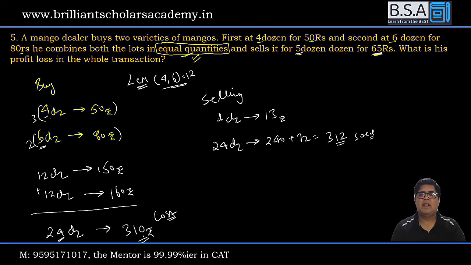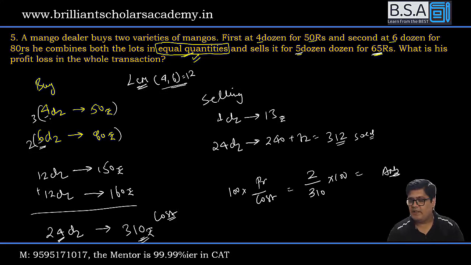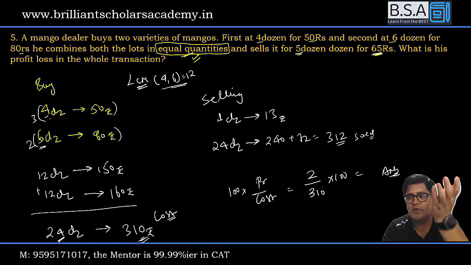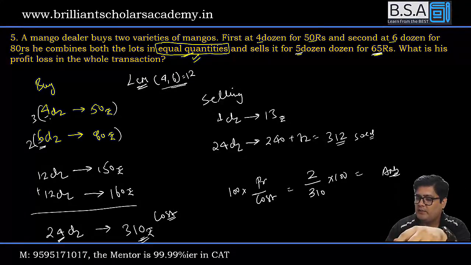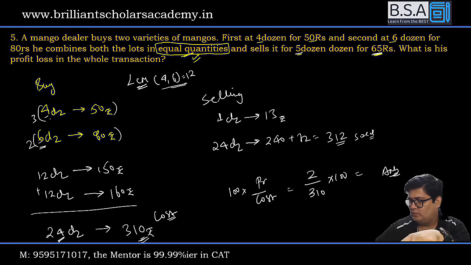What is happening? 310 was the cost. 312 is the selling price. So there's a profit of 2 rupees on a cost of 310, into 100 is the profit percentage. Complete this calculation. This looks like 0.64 percent profit.